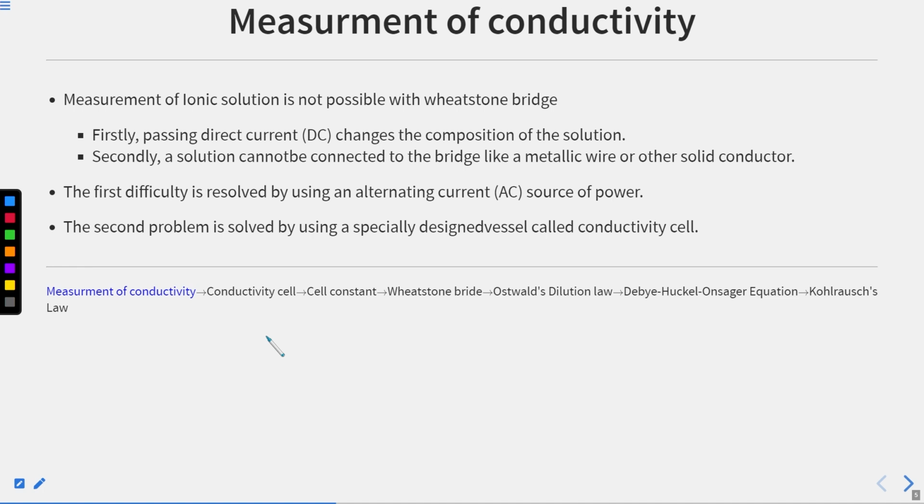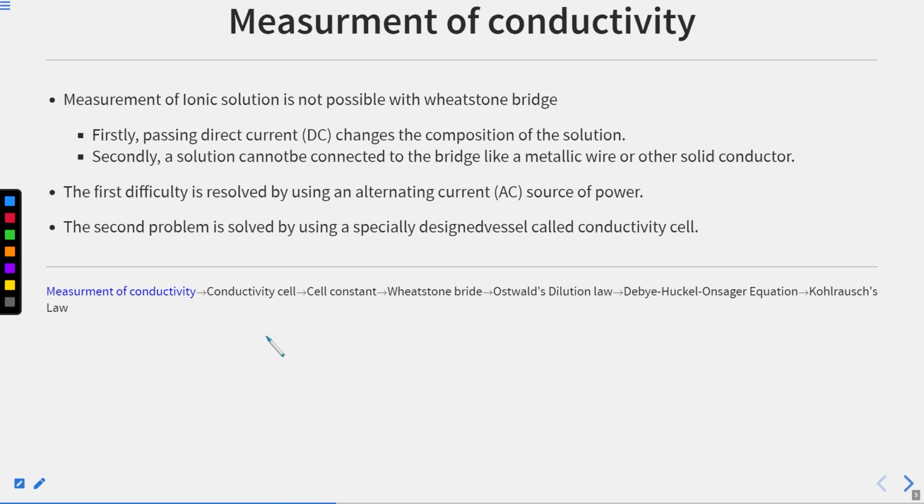Secondly, it is very difficult to connect such a large volume of electrolyte to our Wheatstone bridge, because the Wheatstone bridge is mainly of wire and it is somewhat complicated to connect with our primitive cell. So these were the two challenges faced during measurement of conductivity.